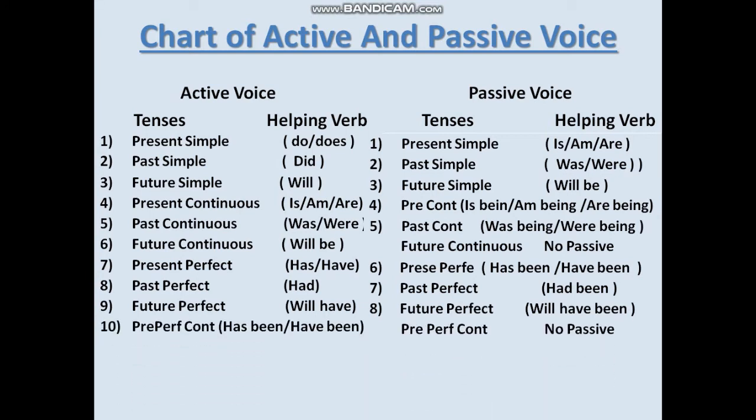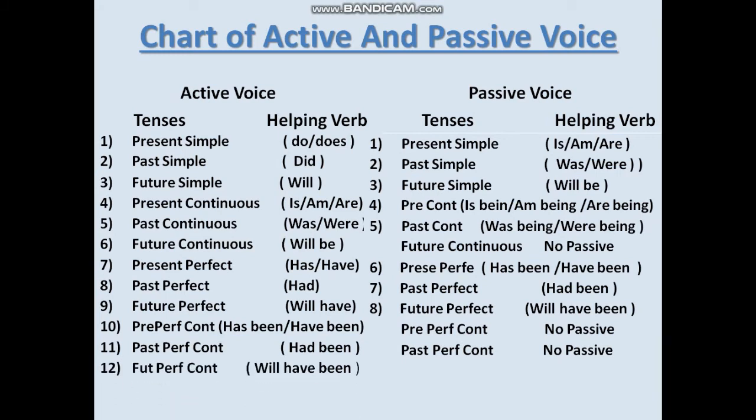Present perfect continuous uses has been and have been, but there is no passive voice for it. In past perfect continuous we use had been in active voice, but in passive voice there is no passive. In future perfect continuous we use will have been in active voice, but we do not make any passive voice. So in active we have 12 tenses altogether, but in passive we use only 8 tenses. We do not have passive for future continuous, present perfect continuous, past perfect continuous, and future perfect continuous.